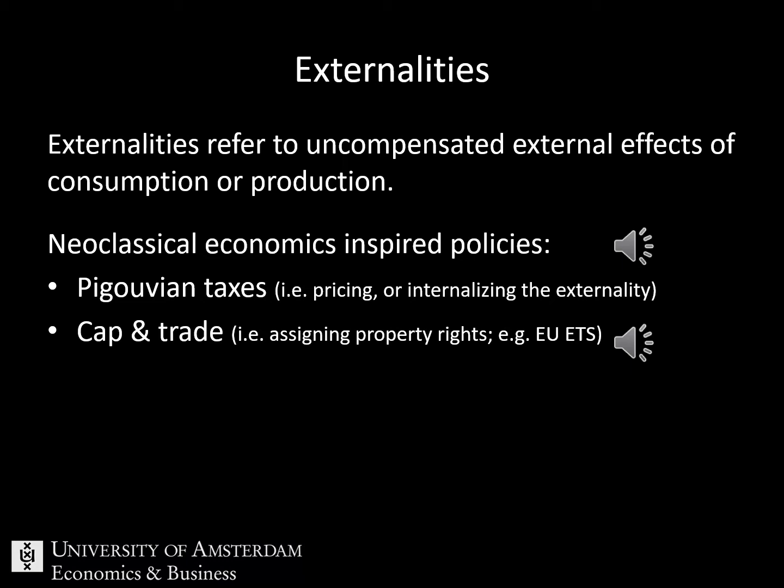The other solution offered by neoclassical economist Ronald Coase was one of cap and trade. By assigning property rights, the affected parties would arrive at the social optimum through bargaining and trade. The European Union's emission trading scheme is an example of such cap and trade application. Naturally, much of the distributional consequences depend on whether these emission rights are assigned based on historical emissions or auctioned.